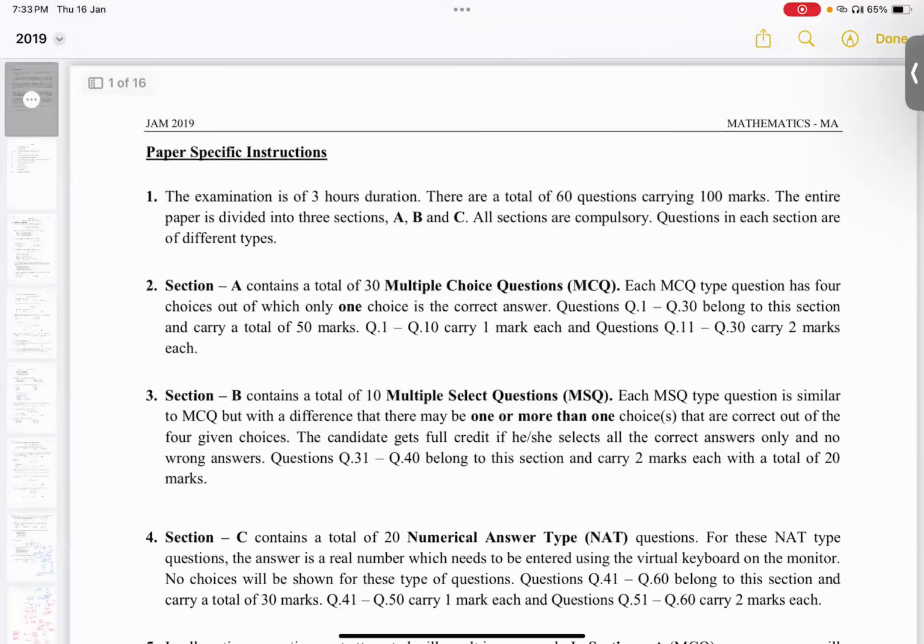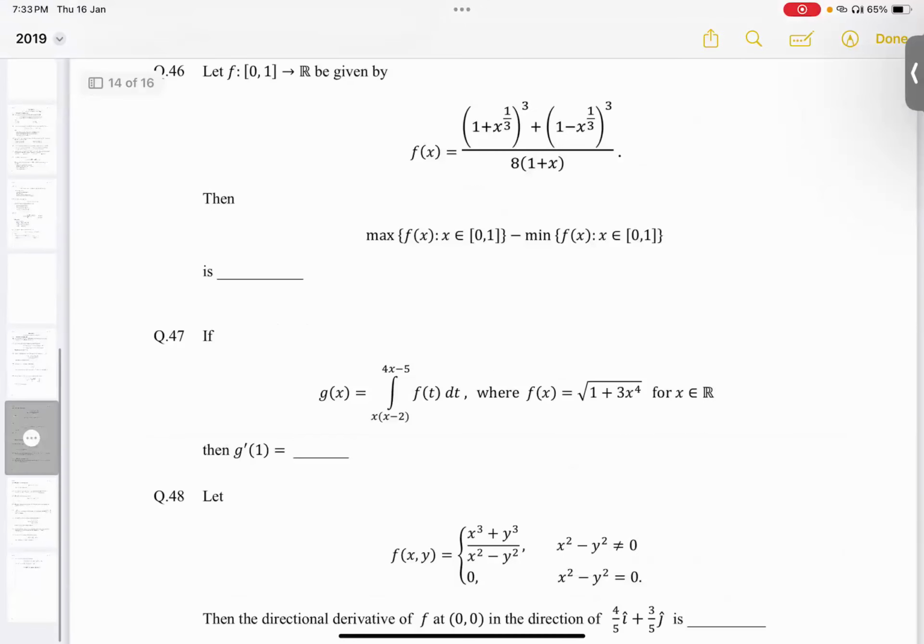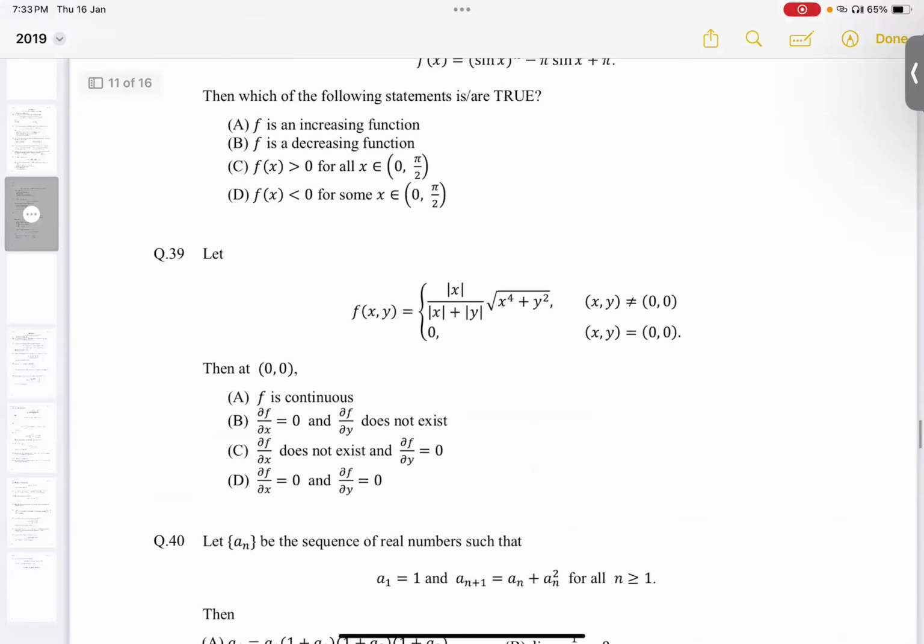Let's do this question. In 2019, they asked: suppose your function is this. Now, which one is correct at (0, 0)? Take a few seconds, read the question, understand the question, then read the options, then try the question. This is the procedure.